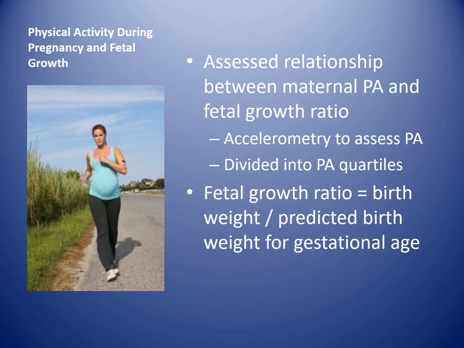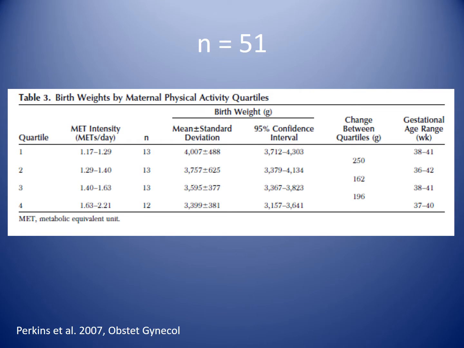A fetal growth ratio below 1 means the baby was smaller than expected. They used accelerometry to measure physical activity. We talked about accelerometers yesterday. These are pretty sophisticated devices, and then they divided into 4 groups: the least active, the next group, the next most active, and then the highest active 4th sample. There were 51 participants. And so here's what they found. The least active quartile of women, the birth weight of the babies was 4,000 grams. And then they got a little bit smaller as the women became more and more active.